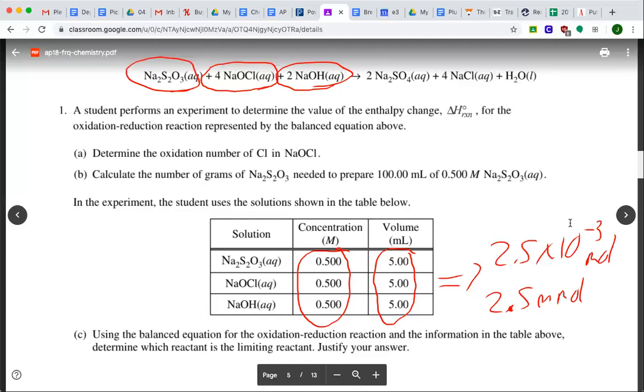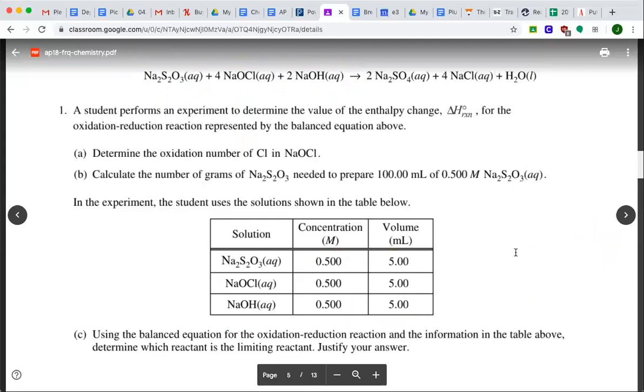So the NaOCl is going to get used up the fastest. Each time one complete reaction occurs, we use more formula units of NaOCl than we do formula units of any of these other ionic compounds. So that's how we know that the limiting reactant is going to be none other than NaOCl. That is our limiting reactant, and that's our rationale. Stoichiometrically, we use a 4 to 2 to 1 ratio of NaOCl to NaOH and Na2S2O3 respectively.